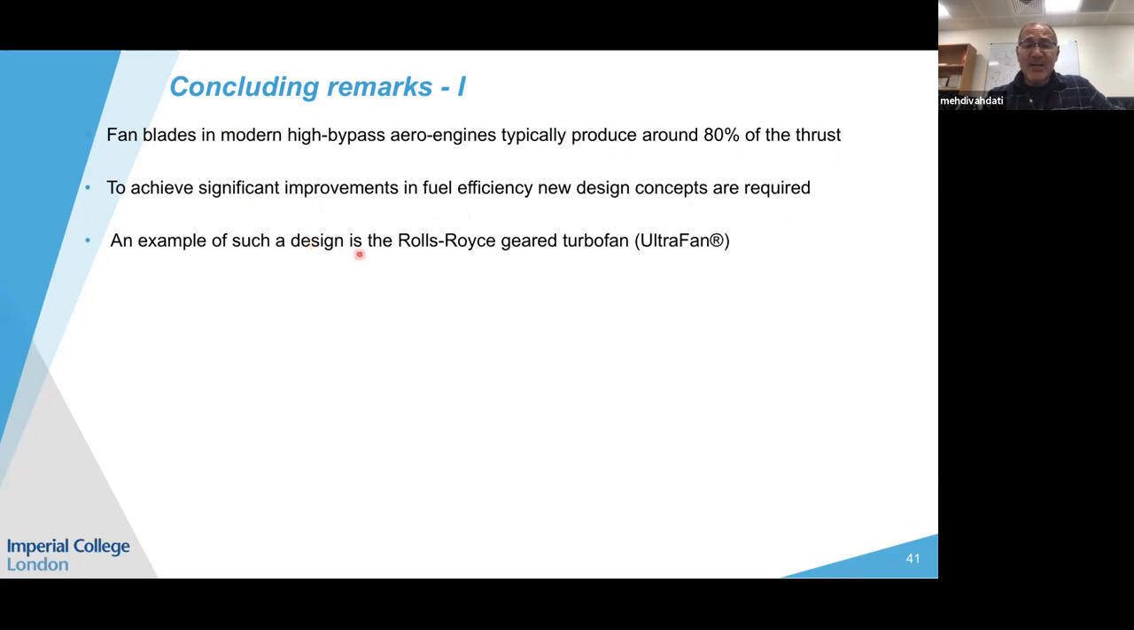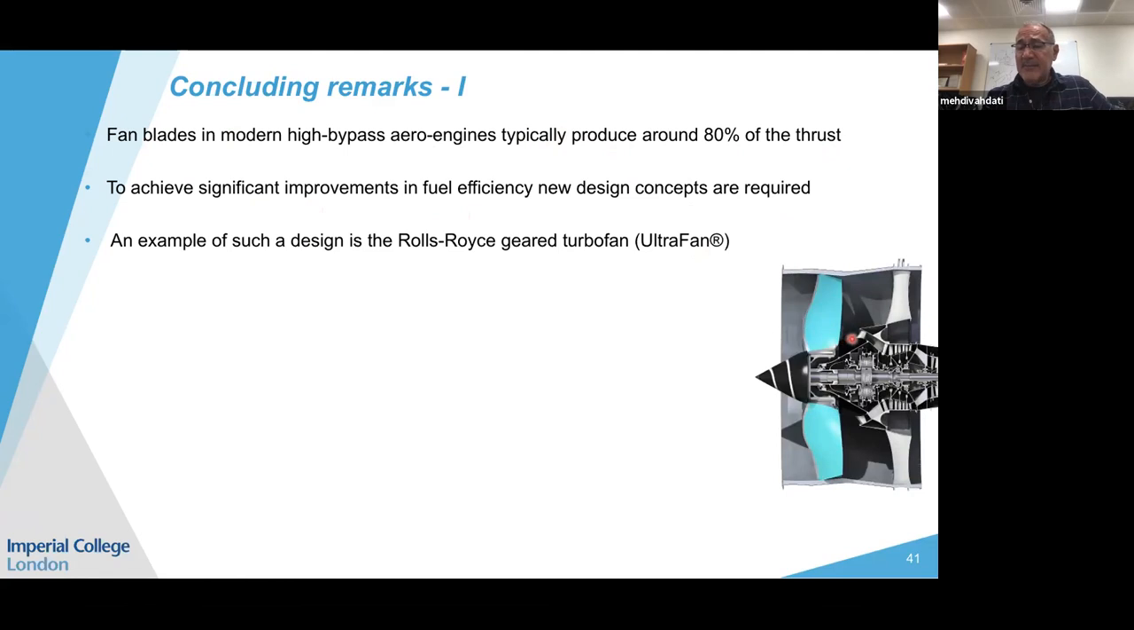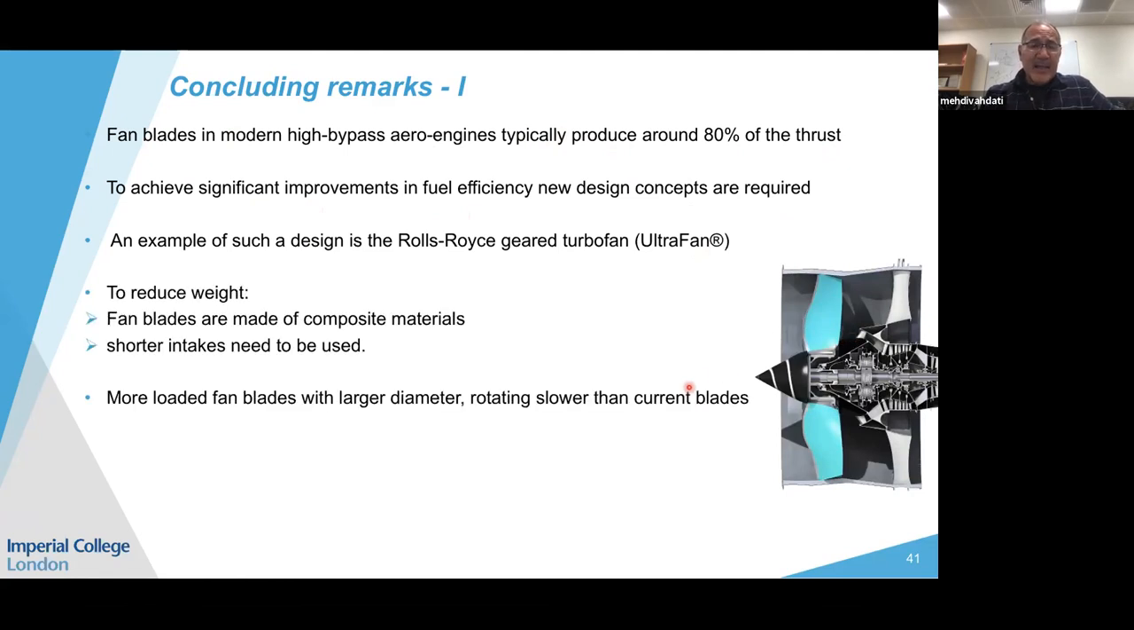An example of such a design is the Rolls-Royce UltraFan turbofan, which is shown here. This has a very high bypass ratio, and consequently the blades are much longer. So in order to reduce the weight of the blades, they have to be designed in composite.